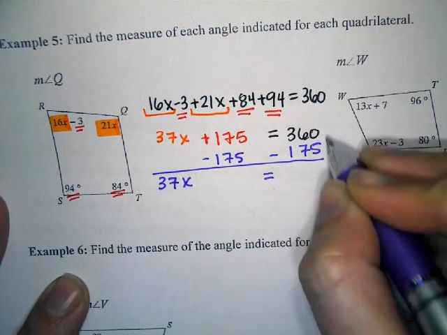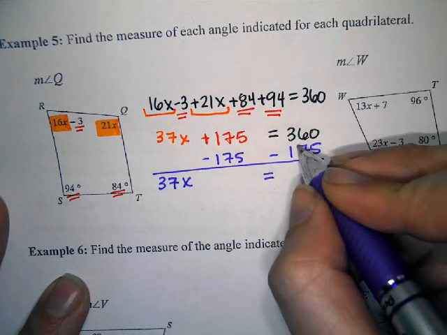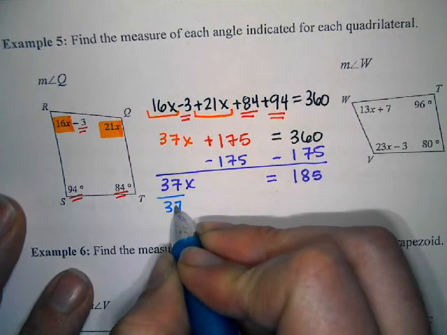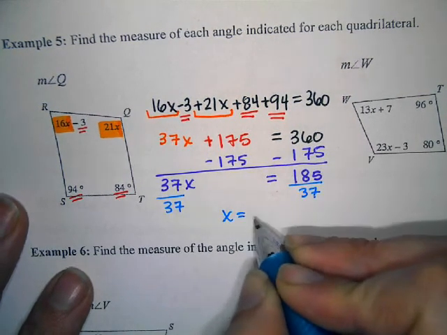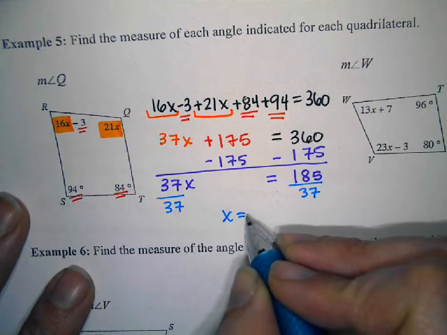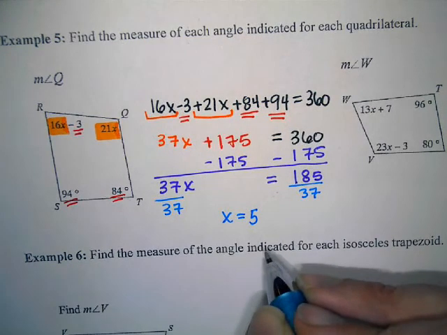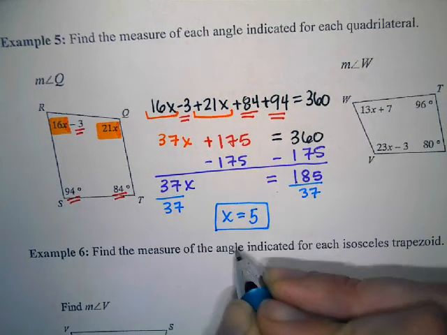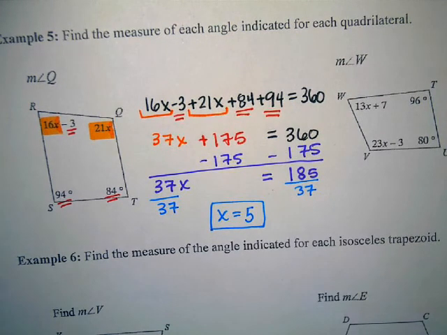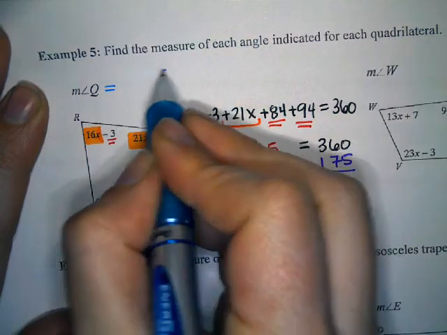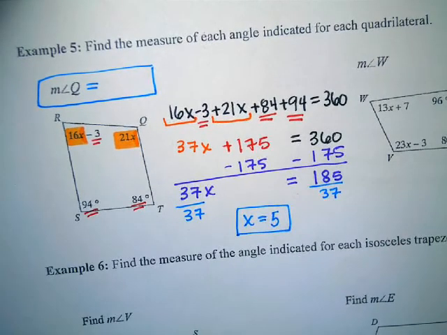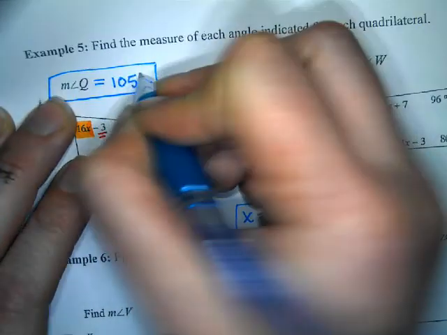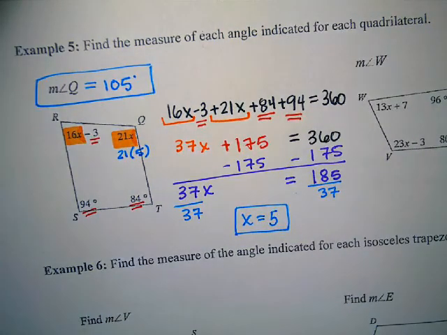So from there, subtract the 175 and divide. You said 5 earlier. You'd already solved it for 5. I said 5 or 15. I'm not sure. 5. Let's double check. 185 divided by 37. 5. 5's good. Then it wants Q. Good job. So it wants Q. 21 times 5.